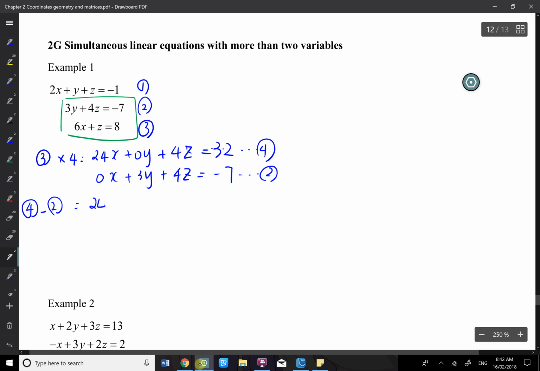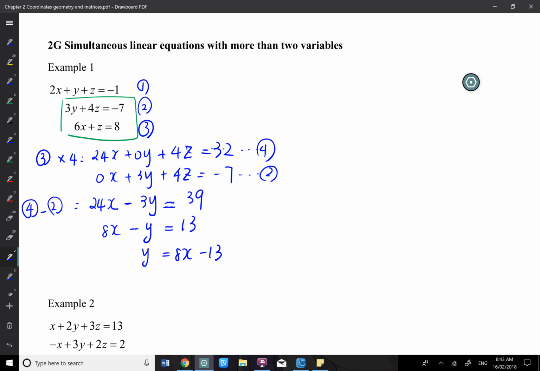What I'll have is 24x minus 3y equals, minus those two, equals 39. So I can divide by 3: 8x minus y equals 13. So y equals 8x minus 13.